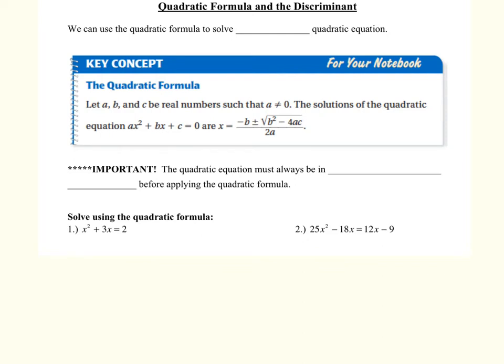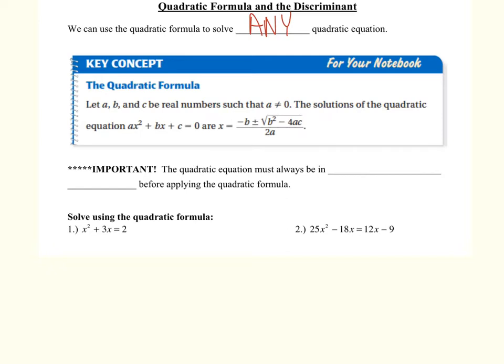Quadratic formula and the discriminant. We can use the quadratic formula to solve any quadratic equation. That's why it's so powerful. The other solution methods we've talked about, factoring and solving with square roots to be specific, have their limitations. Completing the square would work anytime, but sometimes it gets really messy with fractions. The quadratic formula will work for any quadratic equation.